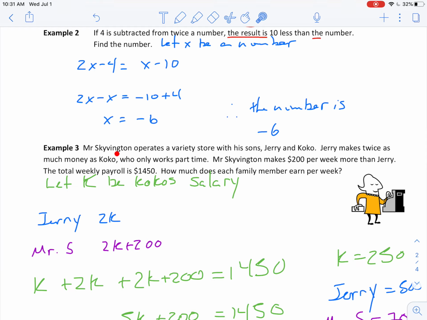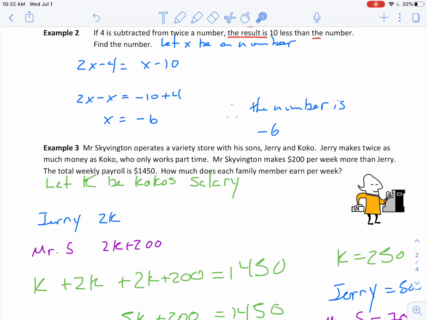Mr. Skivington operates a variety of stores with his sons, Jerry and Coco. Jerry makes twice as much money as Coco, who only works part-time. Mr. Skivington makes $200 per week more than Jerry. The total weekly payroll is $1,450. How much does each family member earn per week?